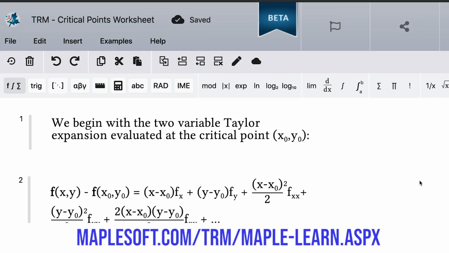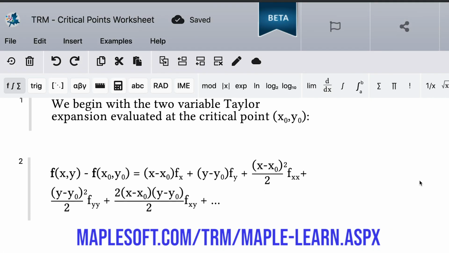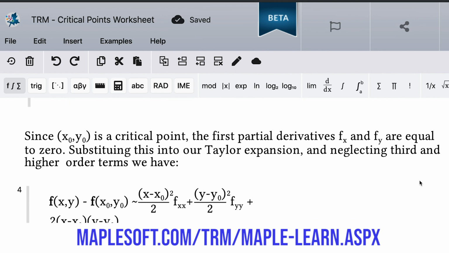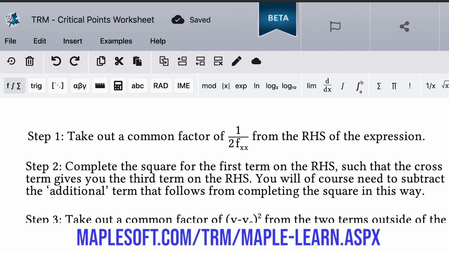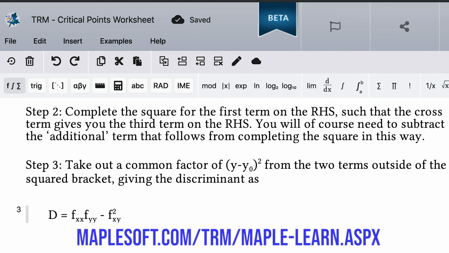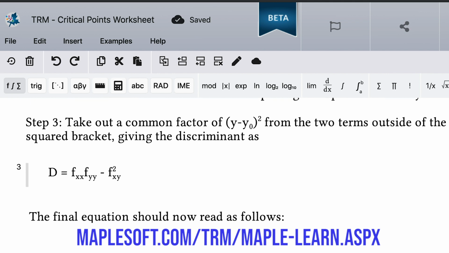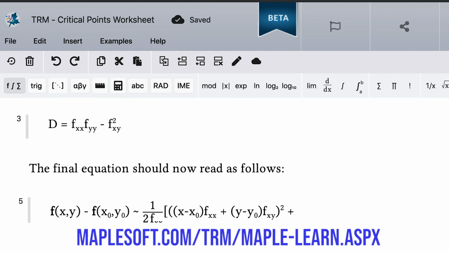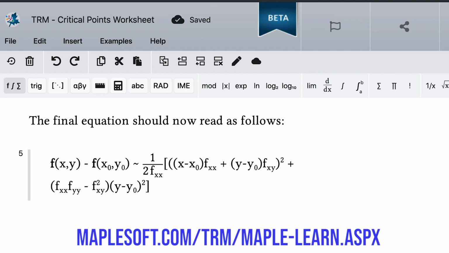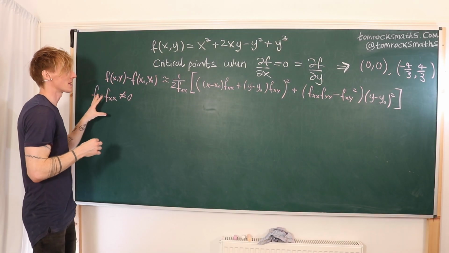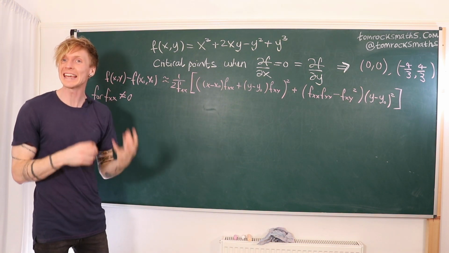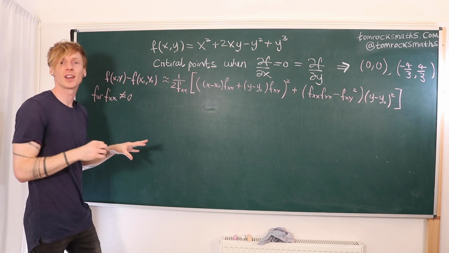The next step involves various bits of algebra to simplify the equation, including dividing through by the non-zero fxx and completing the square. I'm going to skip over these steps in the video, but I've created a worksheet on Maple Learn which explains step by step how to obtain the final equation. You can follow along for yourself at the link on screen. What we end up with is this equation, and this is going to be the key to classification of our critical points.